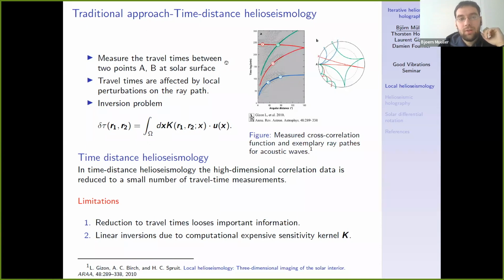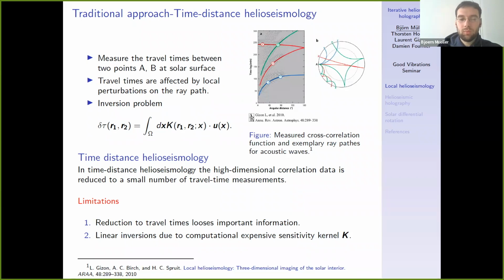The traditional approach of time-distance helioseismology is that we measure travel times between 2 points, A and B, at the solar surface. So I have point A traveling to point B. Every ray path here corresponds to exactly 1 point in this diagram. Usually travel times are affected by local perturbations on the ray path, in particular by, for example, flow fields. This leads to an inversion problem, which for most cases we can assume to be a linear inversion problem, so that the first Born approximation holds.